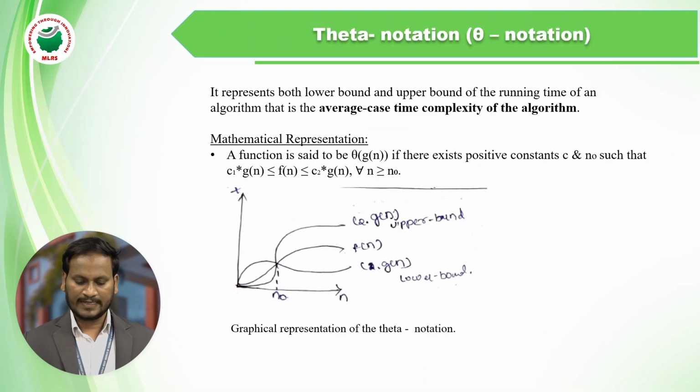Next one, theta notation. Theta notation represents both lower bound and upper bound. In between the lower bound and upper bound, whatever the middle region is, is called theta notation.